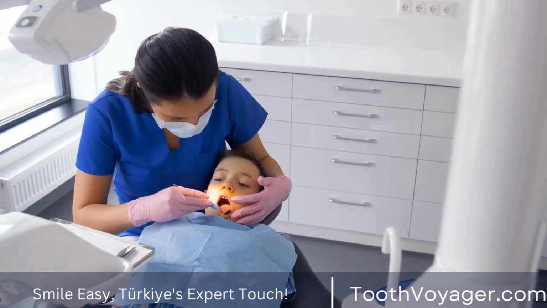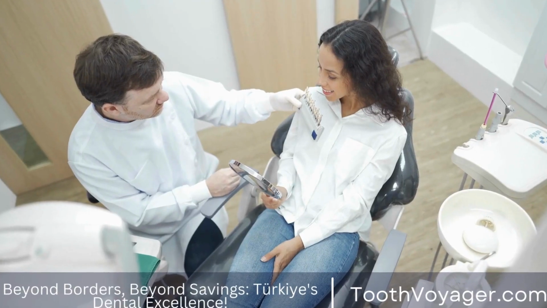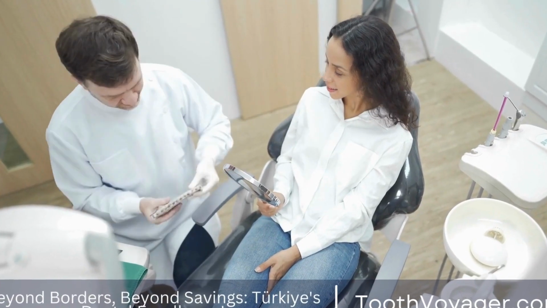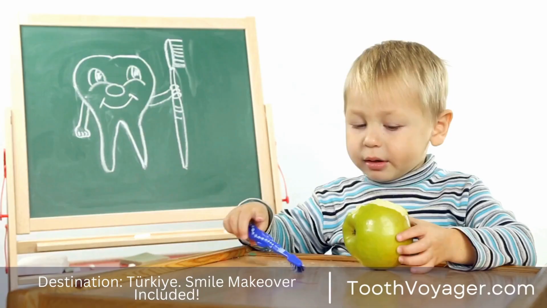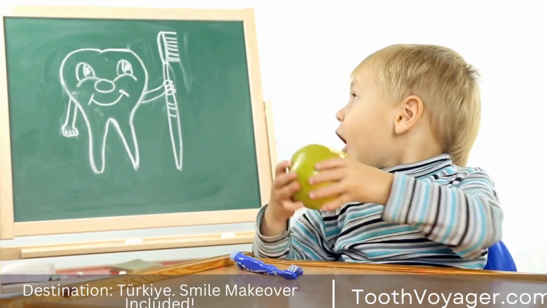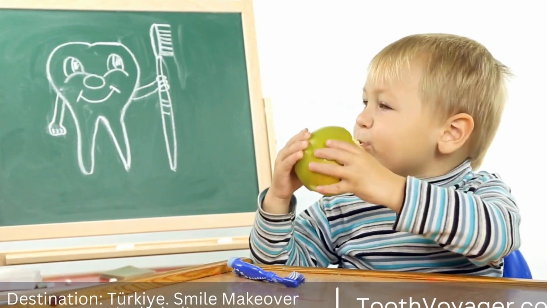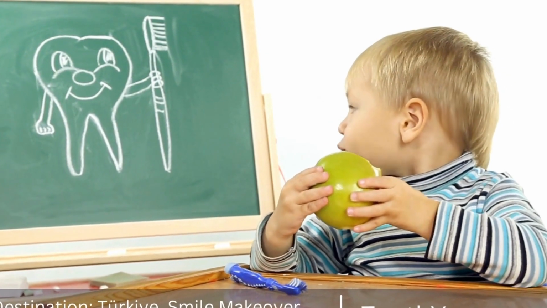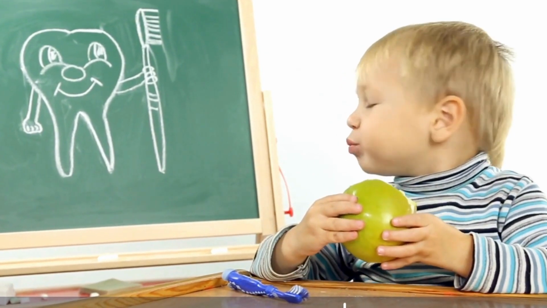Dental implants. Dental implants are another common oral surgery procedure that are used to replace missing teeth. A dental implant is a small titanium screw that is surgically placed into the jawbone, where it will serve as a strong and stable foundation for a replacement tooth.